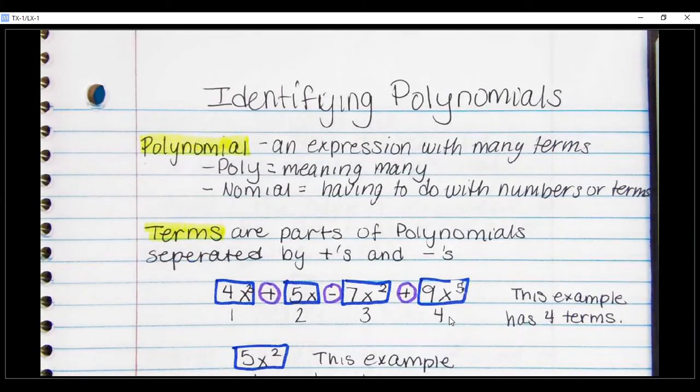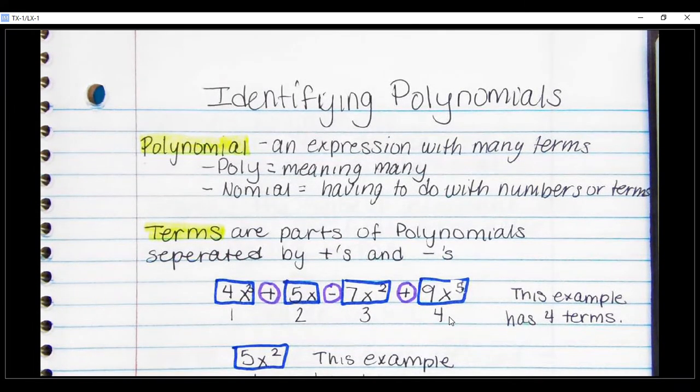Everyone. Today we're going to be working on identifying polynomials. So the notes that I'm really giving you today are more of an explanation than really doing the process. There's a little bit of process to it, but you'll see as we get there. So the first step is really identifying what a polynomial is.